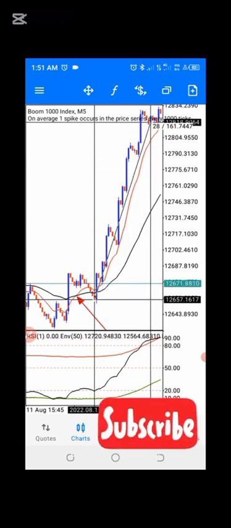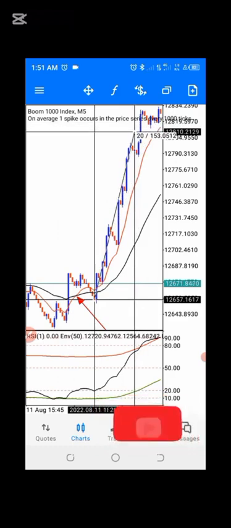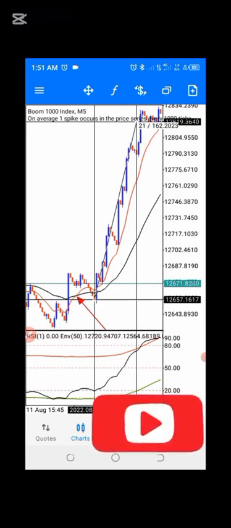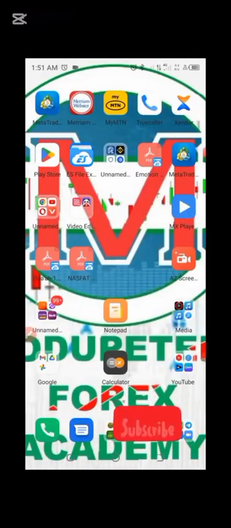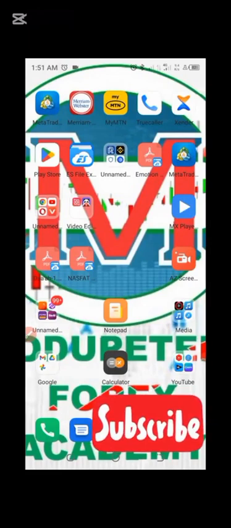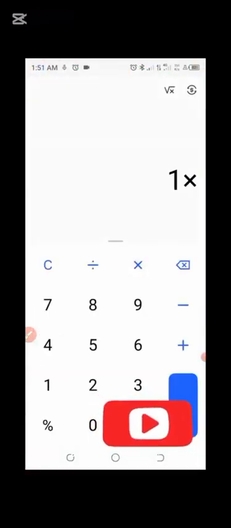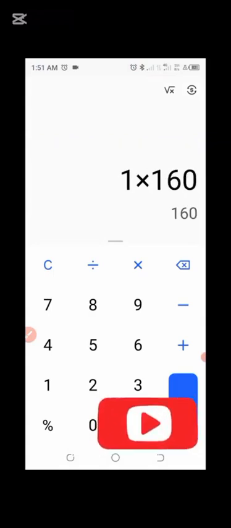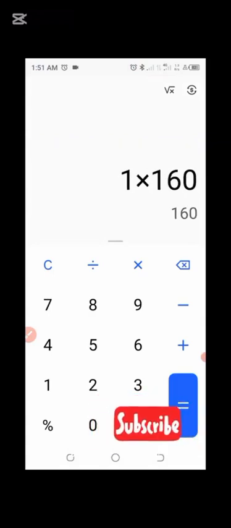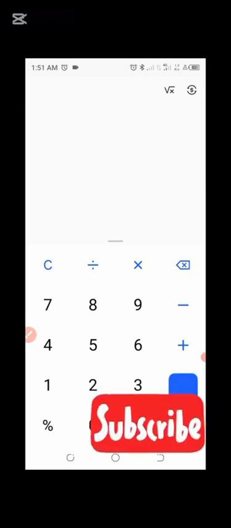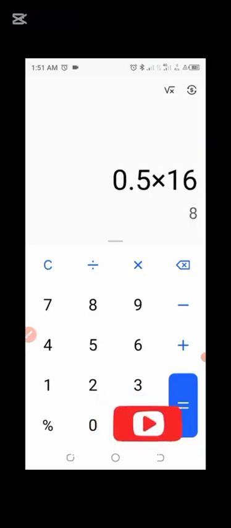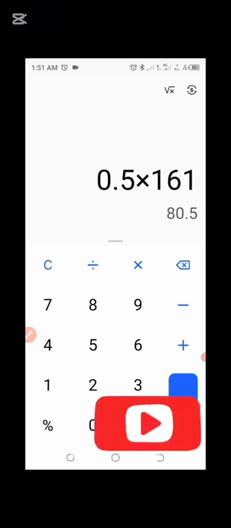So with your entry, you have 161 pips, and you are good to go. Imagine taking 161 pips with one standard lot. One standard lot, that's 1 times 161, that's $160. Using 0.5 lot, 0.5 times 160, that is $80.